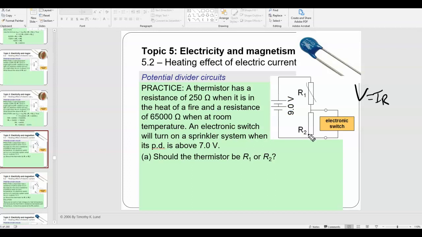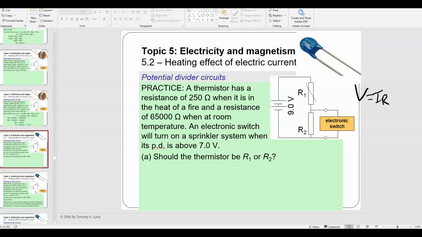Okay, so let's put all this together. If there's a fire, we want the voltage across R2 to go up. That is basically the same thing as saying we need the voltage across R1 to go down. That way the voltage across R2 will increase. What situation would make the voltage across R1 go down? Well, that would be if the temperature increased, like if there was a fire.